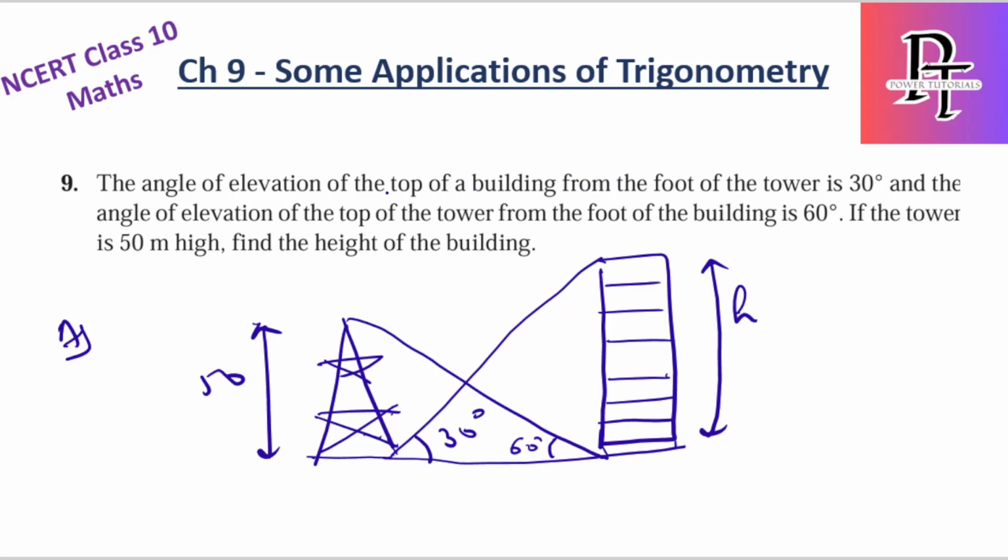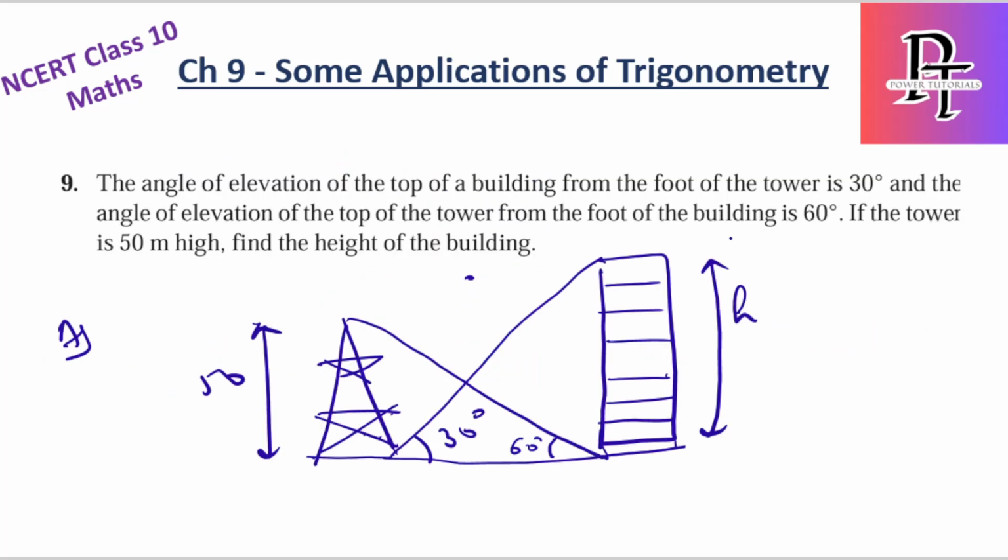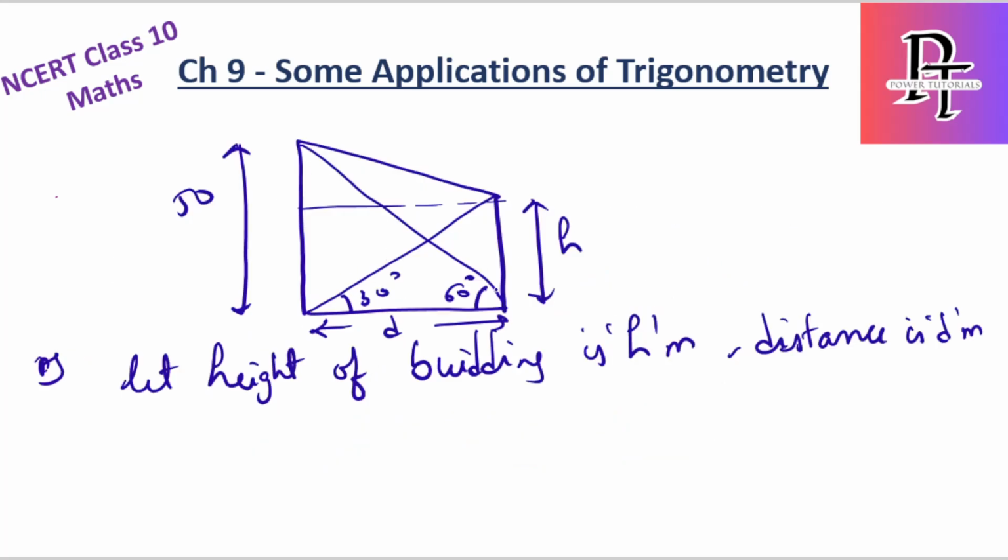From the foot of the tower, the angle of elevation to the top of the building is 30. So this is the tower we are assuming. So the foot of the tower, this is 30 and this is 60. Because let's see the question again. They have clearly mentioned the elevation of the top of the tower from the foot of the building is 60. So the top of the tower from the foot of the building. So this is the building and this is the tower. Okay.